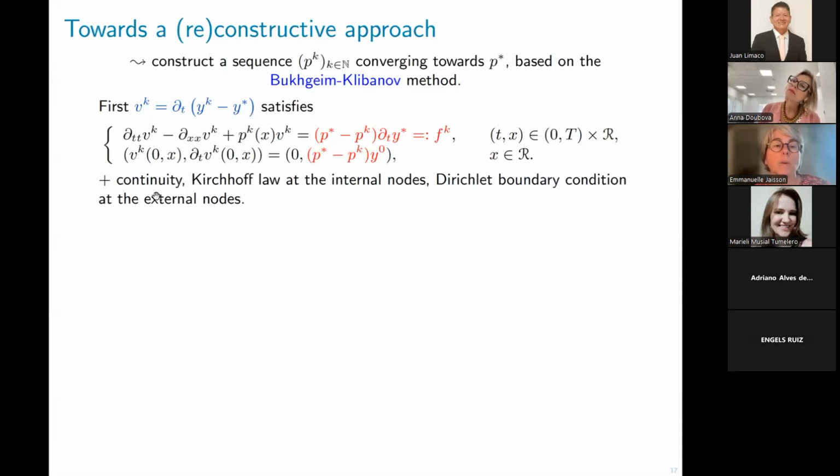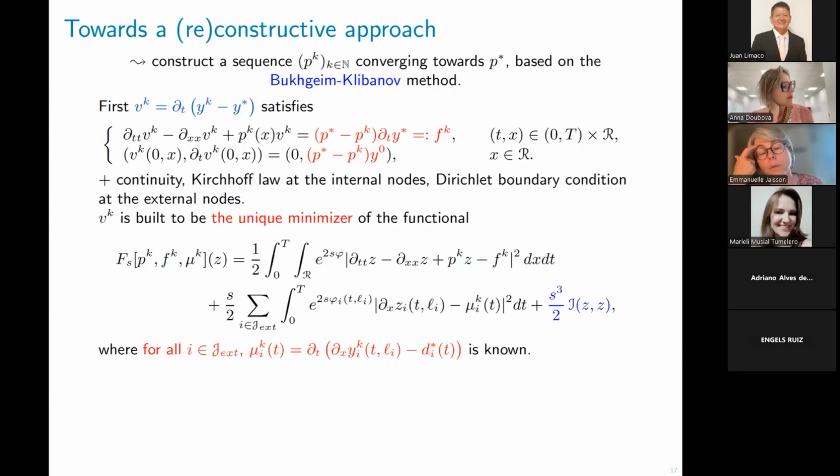And in fact, you have also continuity, Kirchhoff law, and homogeneous Dirichlet boundary condition at the external nodes. Okay, and so Vk is built with the unique minimizer of this functional. And what is this functional? It's the right-hand side of your Carleman estimate. Here, this quantity mu is known, because if Pk is known, you can construct the solution of your wave equation Yk, and this star is your measure. So mu k is known for all time 0 to T.